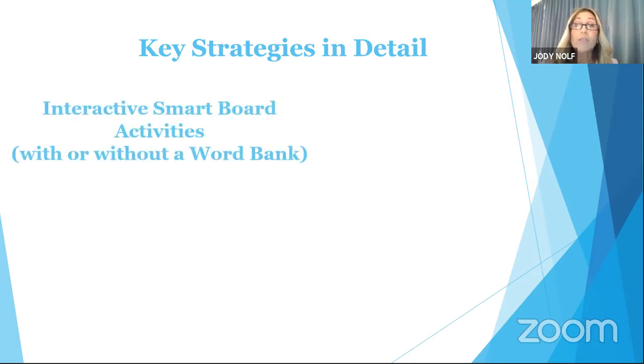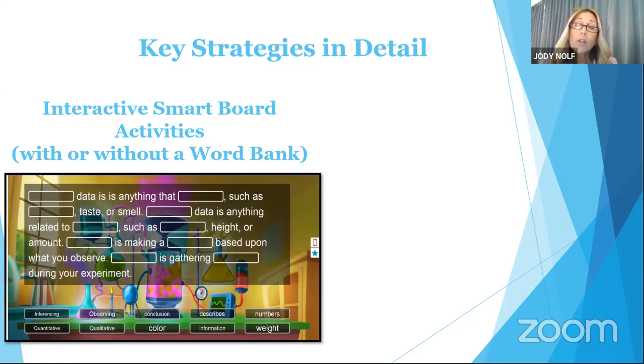We can use an interactive smartboard and create activities that either include a word bank or don't. Notice the terms at the bottom. This is the academic language, where the students will drag and drop: inferencing, observing, conclusion, qualitative, and it's colorful, it's interactive, and this could easily be shown in a Google Meet. If we are not in a traditional classroom for the students to actually interact with the smartboard, you can just do it through a virtual experience.